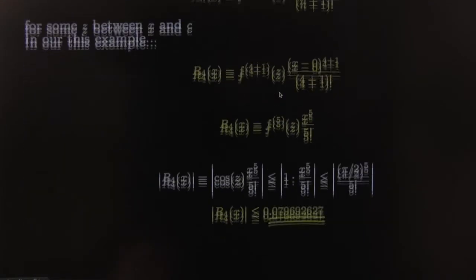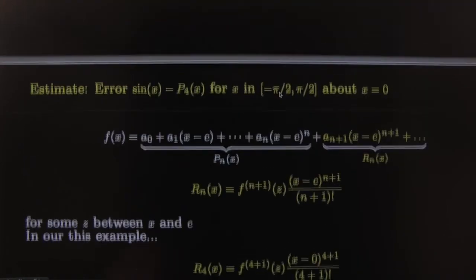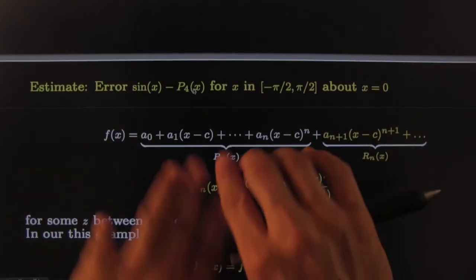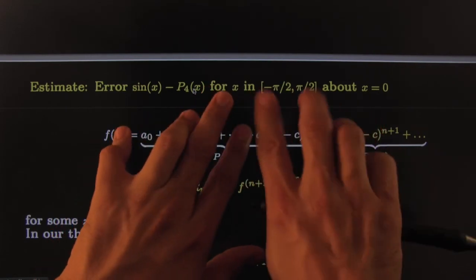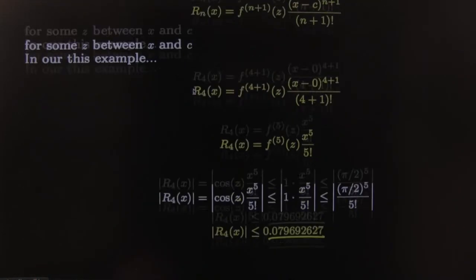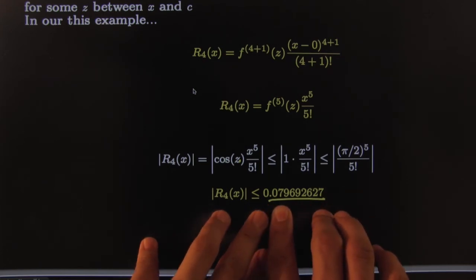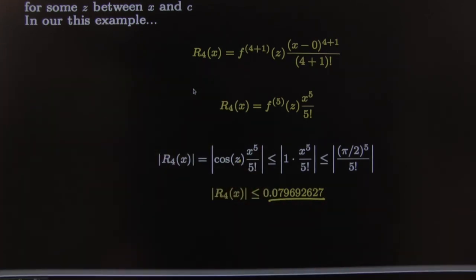Okay, so that leaves us with the conclusion of the question: how bad is the error if we use the fourth degree polynomial approximation and we stick the x's within this boundary, and we concluded that the error can be no worse than 0.079 and so on. That's it. That shows you how to find the error. Okay, come back, we'll do another example.